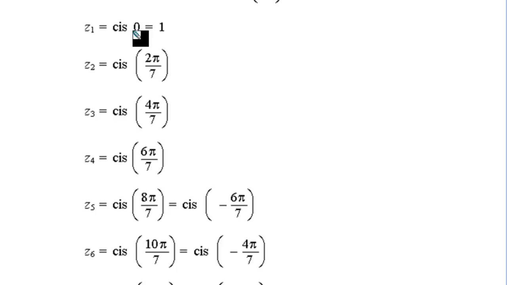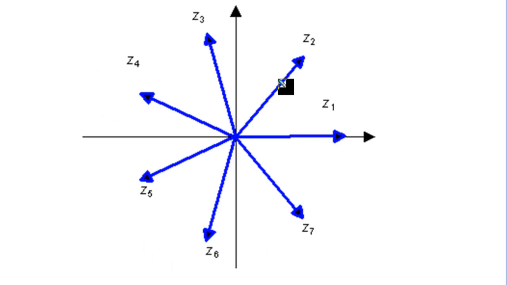Here they are. When we put 0 in, we get that one. When we put k equal to 1 in, we get 2 pi on 7. Put 2 in, we get 4 pi on 7. 6 pi on 7. 8 pi on 7, which is minus 6 pi on 7. 10 pi on 7, which is minus 4 pi on 7. 12 pi on 7, which is minus 2 pi on 7. And more importantly, there's our diagram.